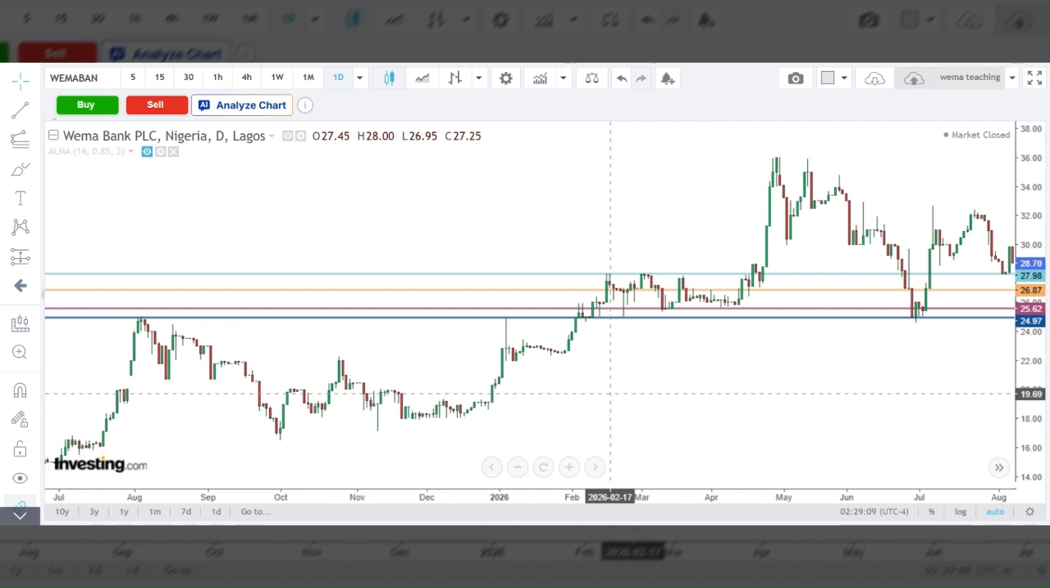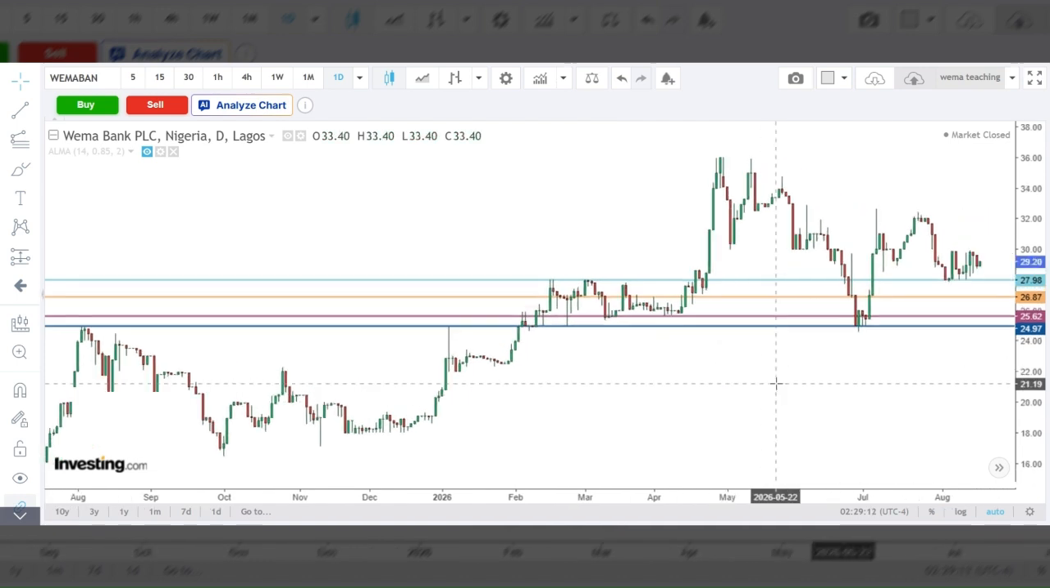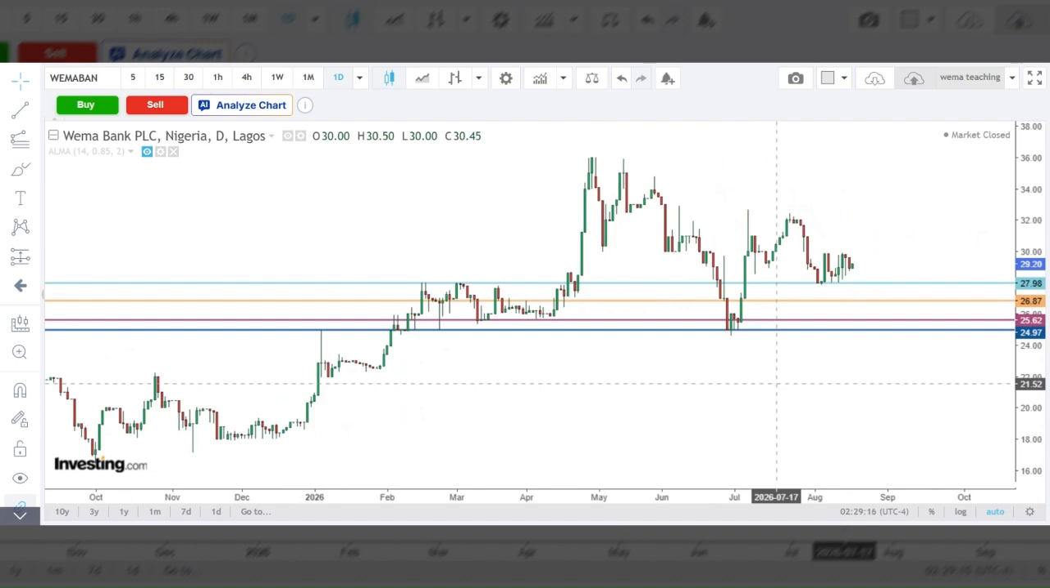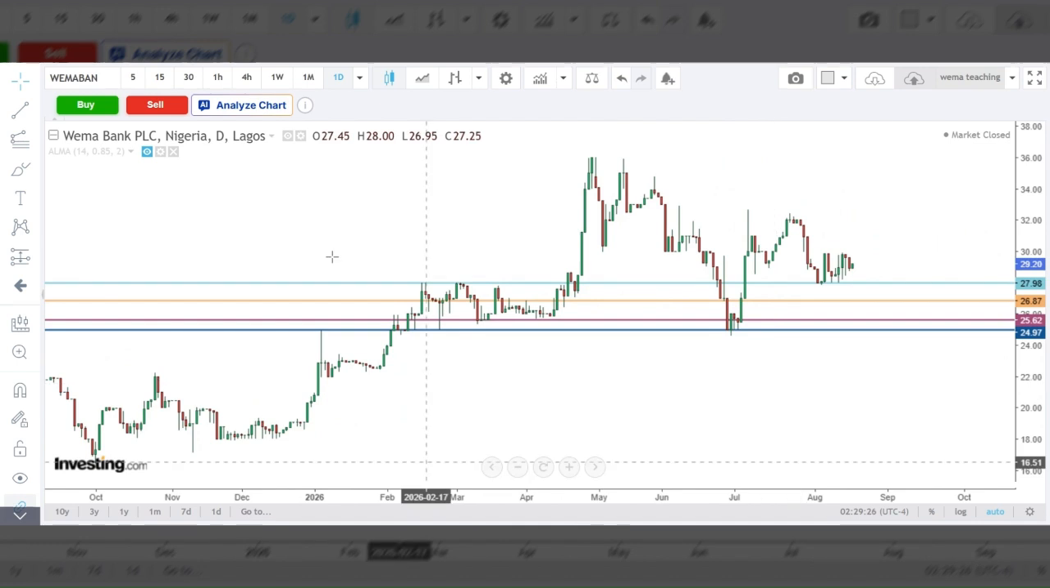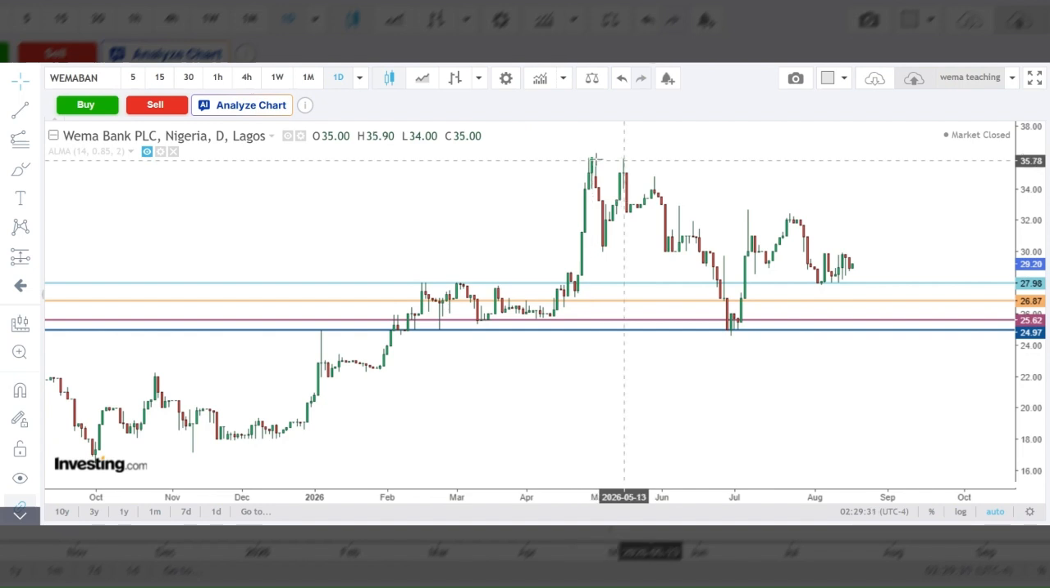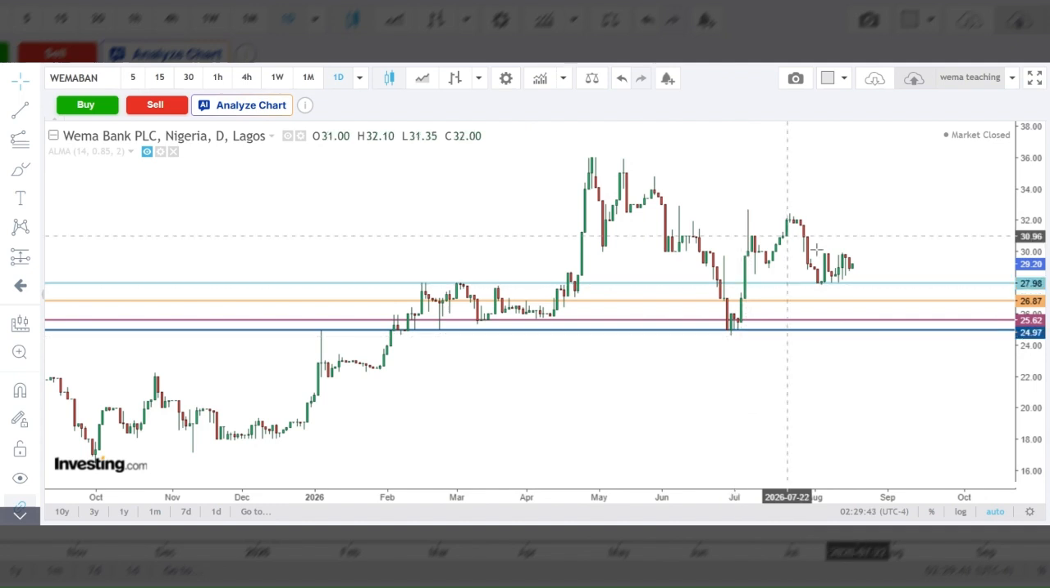Now, this is what I used for teaching. This is WEMA Bank today. I use this for teaching support and resistance to show how good support and resistance is. As you can see, when the market came, it bounced on this purple line, then it went up as a support. Then this up here served as a resistance. Then it continued here and bounced on this blue line, making the blue line a very strong support level. Then it went up again and bounced on this light blue line again. You can see the market is around this area, trying to break out.